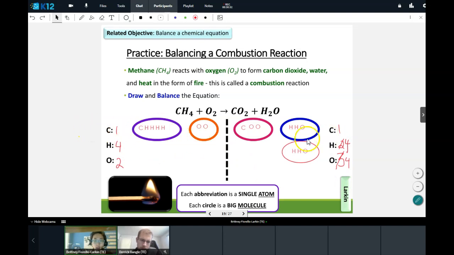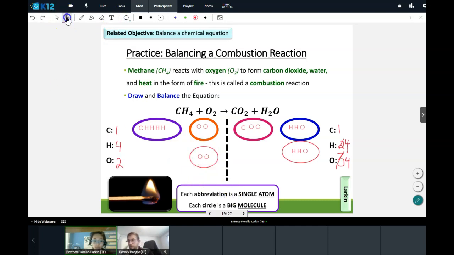Cool. So carbons are balanced, hydrogens are balanced. Let's fix our oxygens. Which side needs more oxygen? We've got 2 on the left, 2 on the right. Which side needs more? Yeah, actually the left side needs more oxygen, all right? And how can I add more oxygen? Should I add another CH4 or another O2 to my reactant side? Again, we can only add molecules of what we have, so which one will give me more oxygen? CH4 or O2? Yeah, let's go ahead and add another O2 here and see what happens. That's the only molecule on the reactant side that has oxygen.